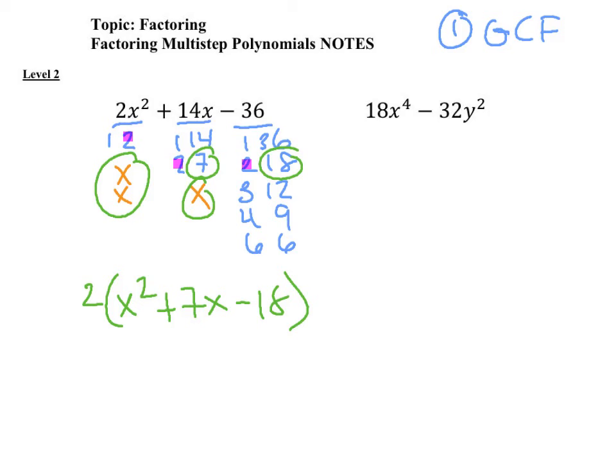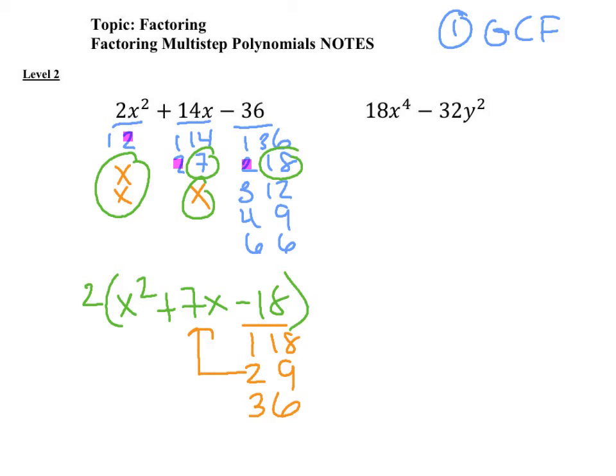Now I need to factor the inside of the parentheses. So I'm going to find the factors of 18, which are 1 and 18, 2 and 9, 3 and 6. Well, which factors combine to get a 7? That's going to be the 2 and the 9.